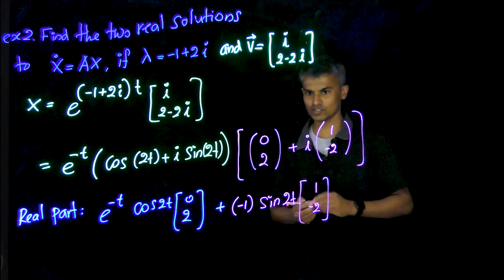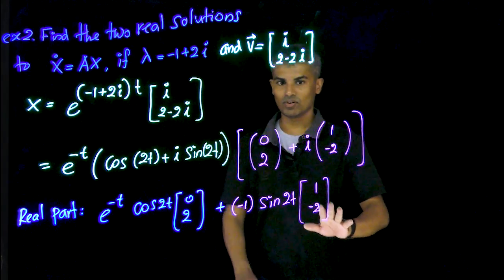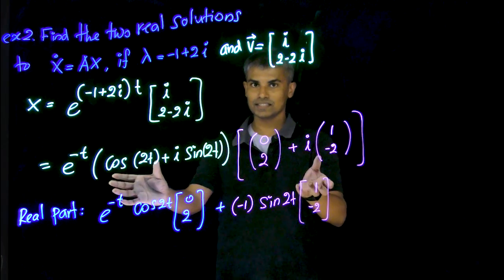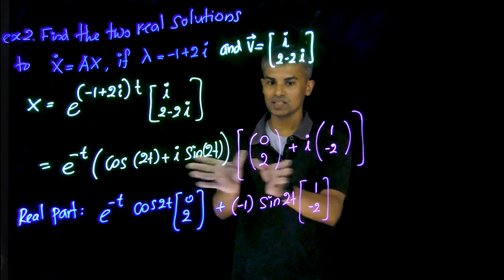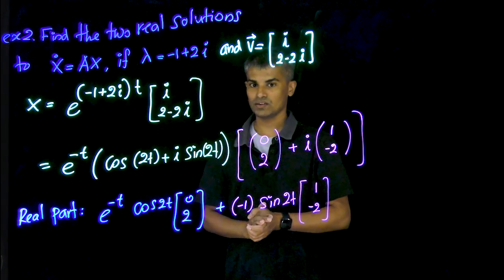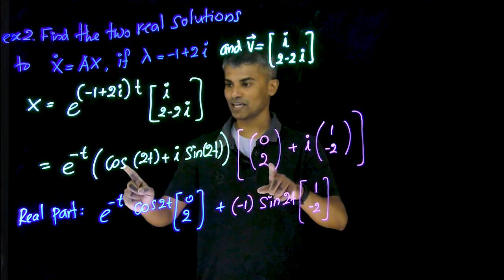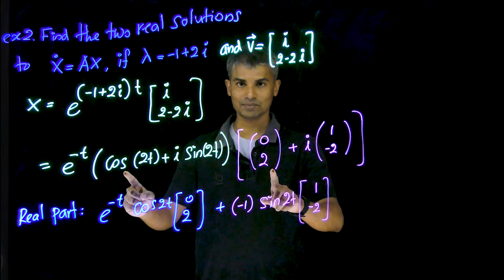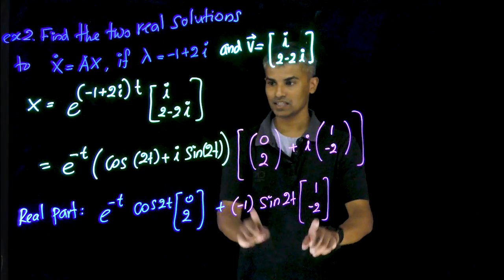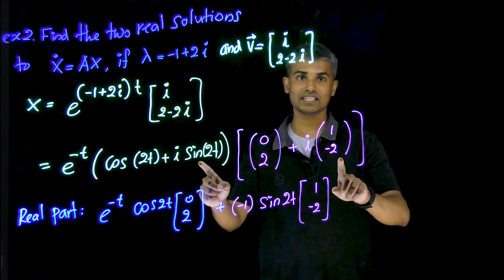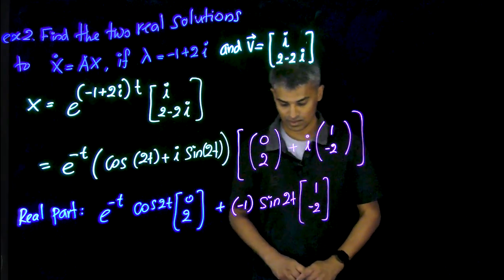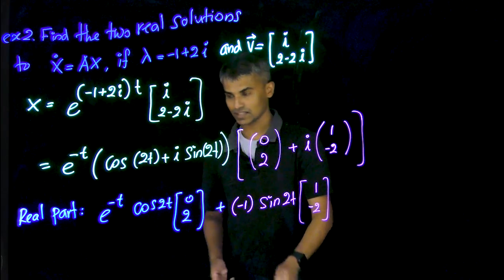I hope you all understood this part. What I did was I considered the real terms that come from this product. Of course this term came from multiplying the two real terms, and this term came from multiplying two imaginary terms.